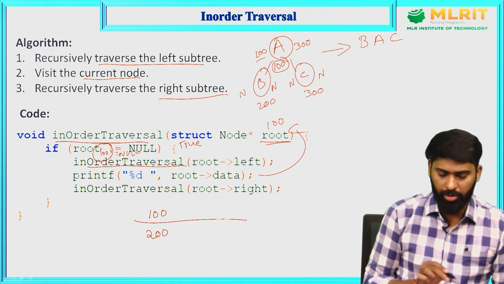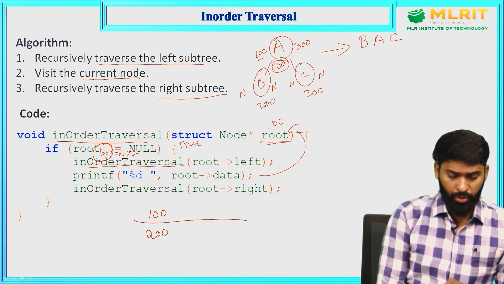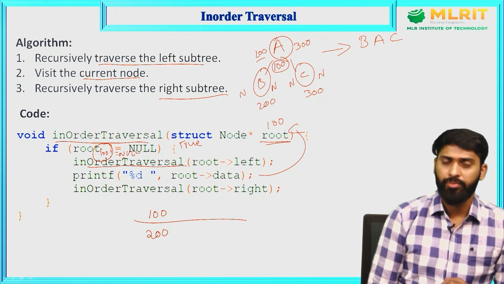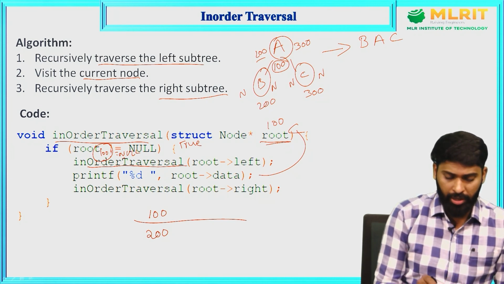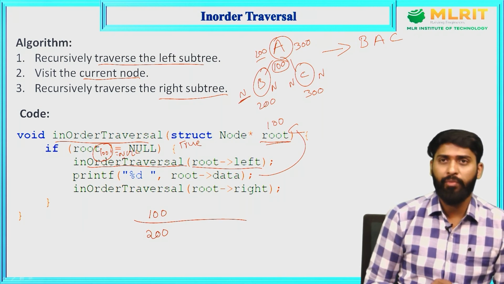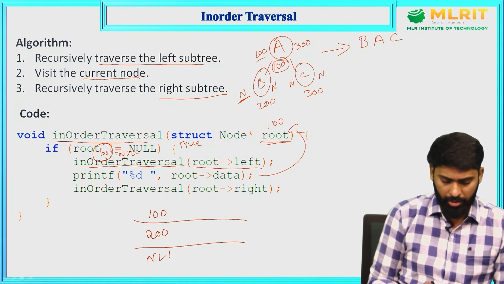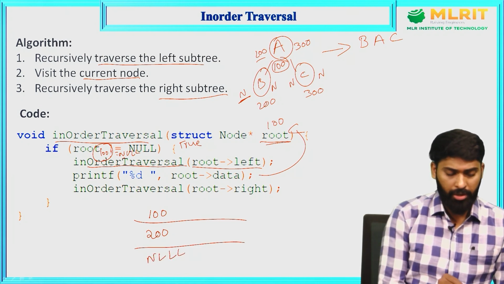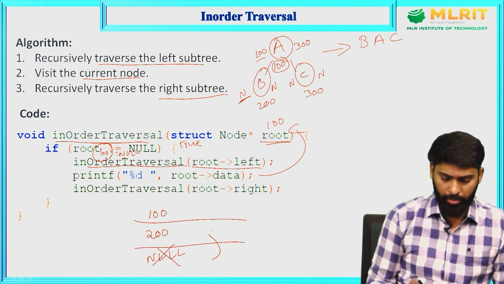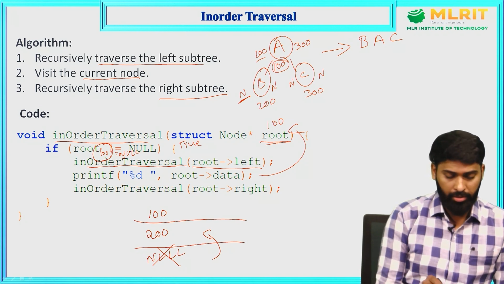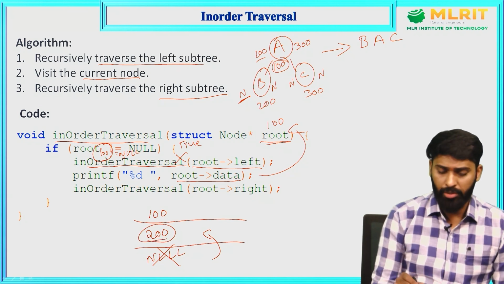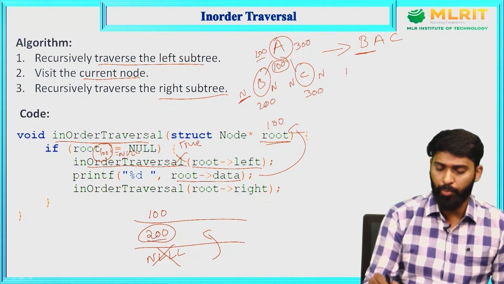This is another function call. Now, 200 not equals to null, true or false? Yes, it is true. So, again we call the function in-order traversal, root arrow left. Now, for 200, the root arrow left is null. In this function call, the root is null. Null not equals to null, false. So, this will be terminated. Then we move to the previous function, that is 200. Now, this is over, so print root arrow data. What is the root now? 200. So, 200 arrow data is B. So, B is the output.